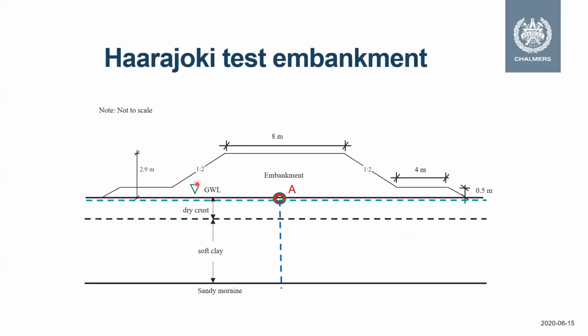So based on the site investigation data, they need to decide how thick the dry crust is. And then based on this site investigation data, they also need to think about how thick is the soft clay deposit, which is consolidating, and underneath it is a sandy moraine, which is basically a draining layer. And the students are asked to calculate just the one-dimensional settlement at the center line of the embankment.